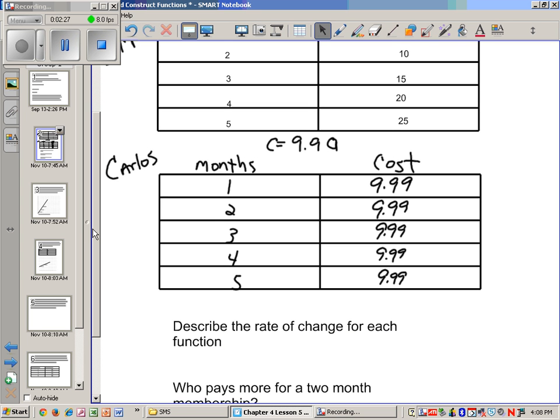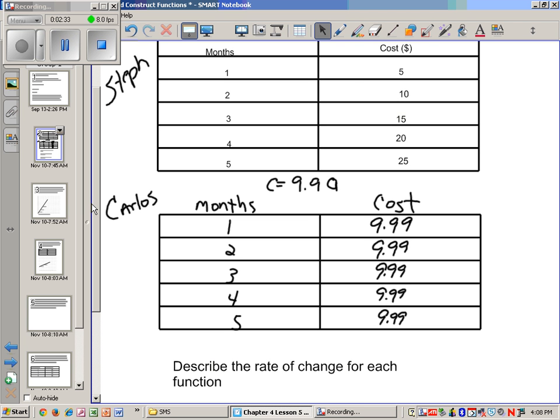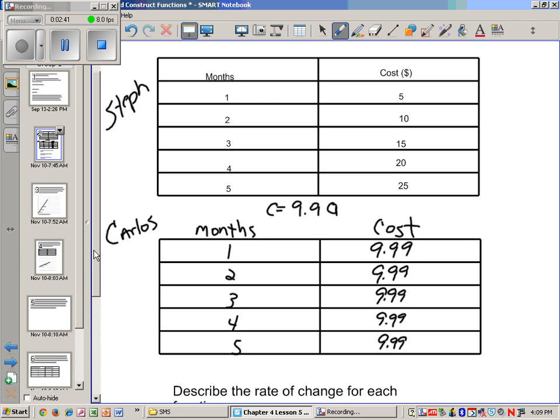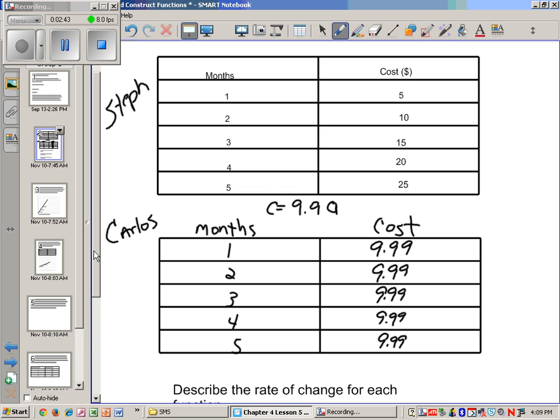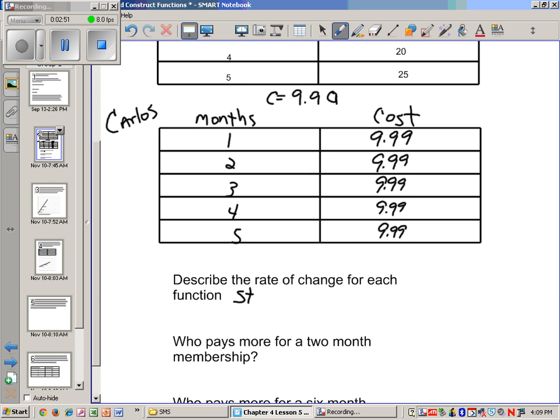Okay, our first task: describe the rate of change for each function. Rate of change, remember back to chapter 3, is slope or per unit cost. We have slope form to find our slope. Remember, tables are basically just helping us with ordered pairs. They put ordered pairs in a little more confined area. So we're going to do Stephanie's rate of change first. And remember, our rate of change is y2 minus y1 over x2 minus x1. Yes, slope form from chapter 3 is back. So we need to hopefully remember that.